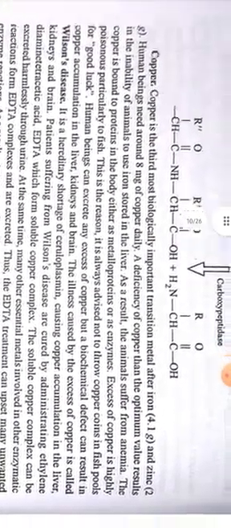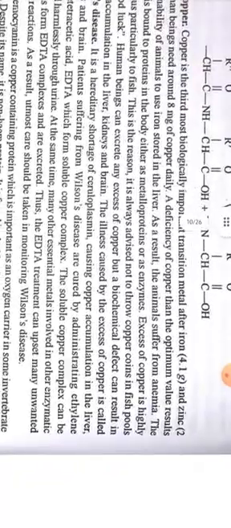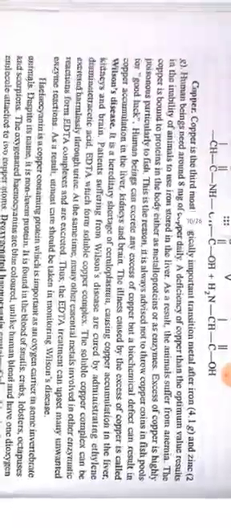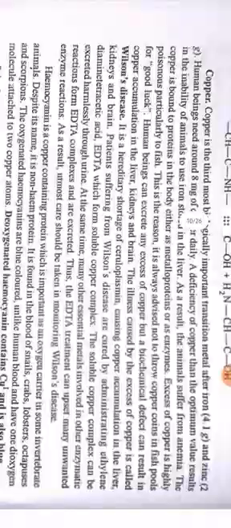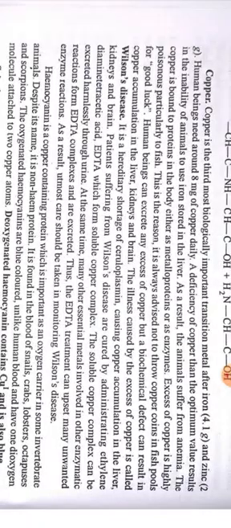The next is copper. Copper is the third most biologically important transition metal after iron, 4.1 grams, and zinc, 2 grams. Human beings need around 8 milligrams of copper daily. A deficiency of copper results in the inability of the animal to use iron stored in the liver. As a result, the animal suffers from anemia.